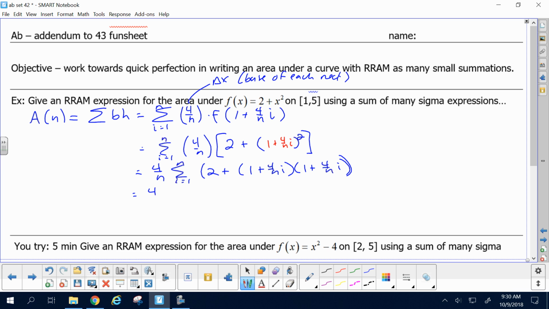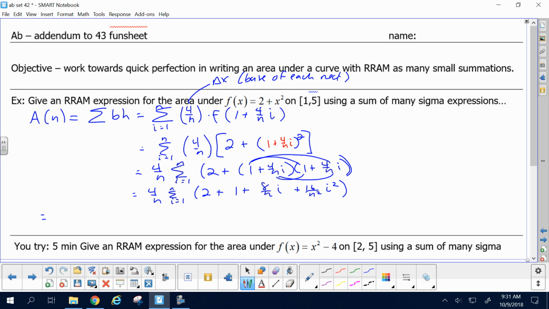All right. If I then break this up, I would get something like 2 plus, what is this binomial expansion? 1 plus 4 over n i plus 4 over n i, which is 8 over n i, plus 16 over n squared i squared. All right. So the last step then is to break this into lots of little pieces. Now that 4 over n is going to be out front of every little piece.